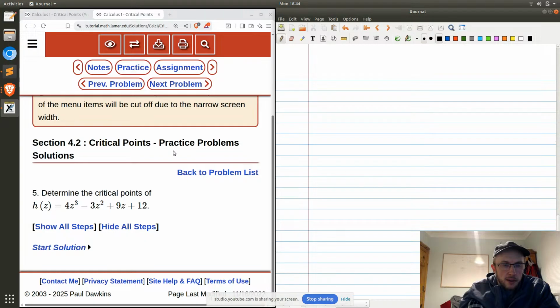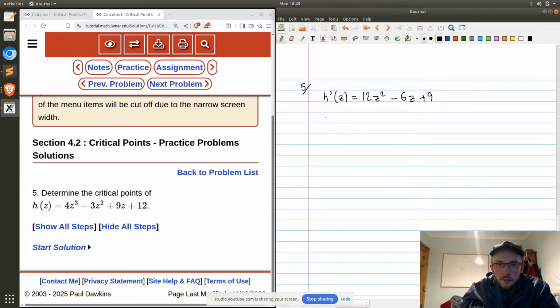Okay, next up, determine the critical points of h of z, where h of z equals 4z cubed minus 3z squared plus 9z plus 12. Okay, so first, calculating h prime of z, that would be 12z squared minus 6z plus 9.